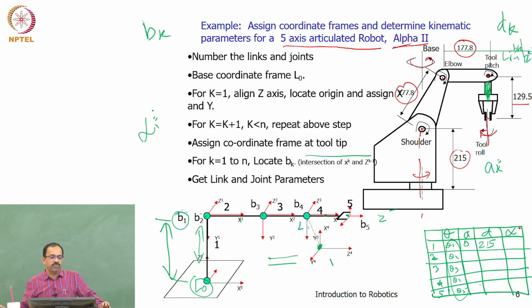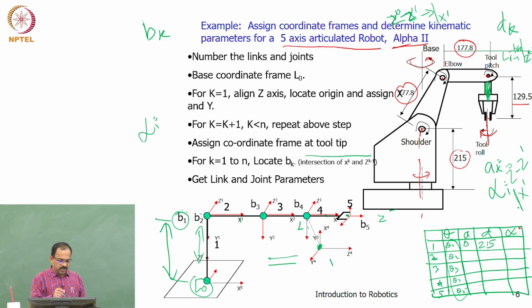Alpha 1 is the angle of rotation from Zk minus 1 to Zk measured with respect to Xk. So alpha 1 is Z0 to Z1 measured about X1. So what is the angle Z0 to Z1? Z0 to Z1 measured with respect to X1 is alpha 1.